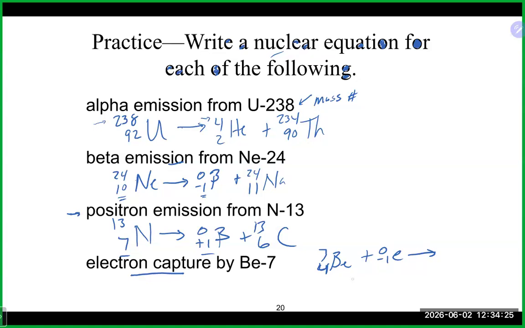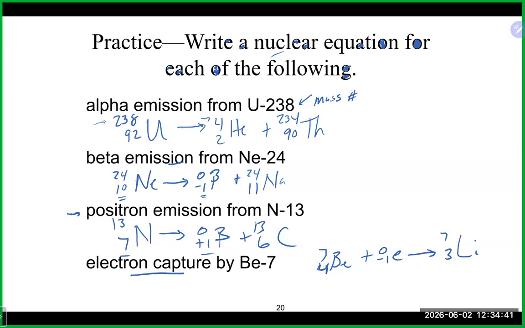Here we're just going to add, basically. So 4 and -1 is 3, our missing atomic number. Go in the periodic table, 3 is lithium. And up on top there, 7 and 0 is 7.